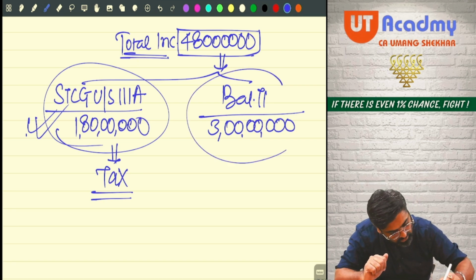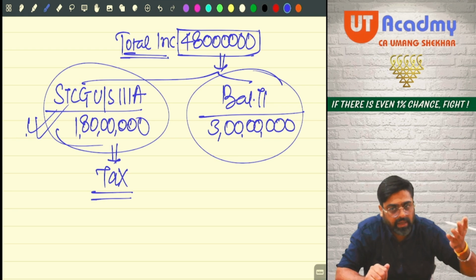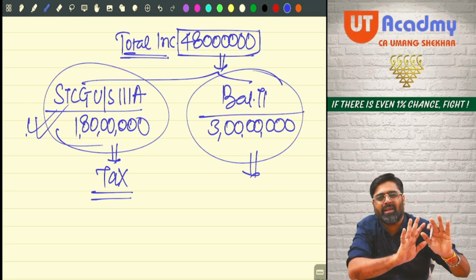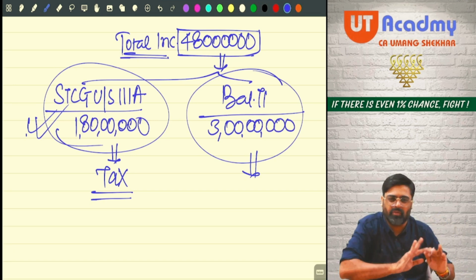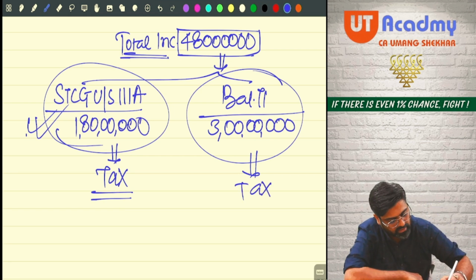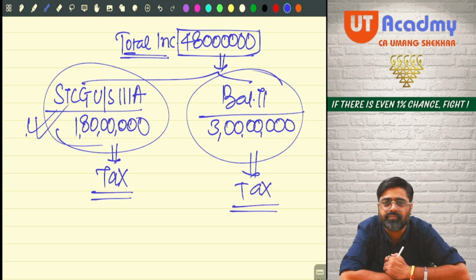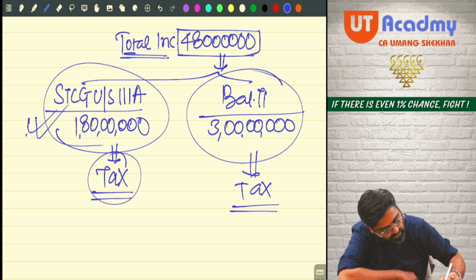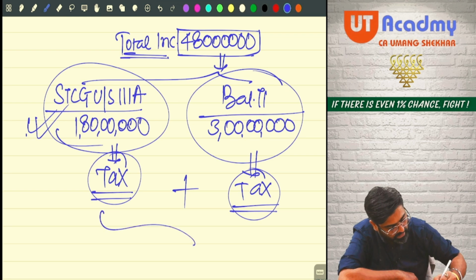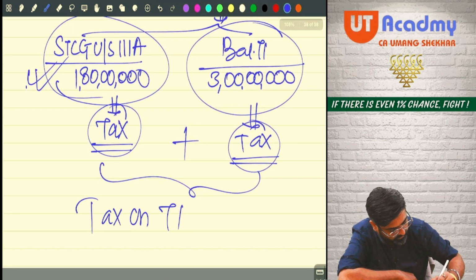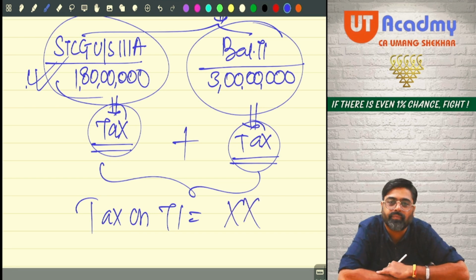And on this balance total income, which is 3 crores, you will apply the normal rates or 115BAC rates as the case may be. But right now we are not talking about 115BAC. So we are talking about normal rates. Normal rates I will apply. I will calculate the tax over here. Done? So tell me, this tax plus this tax, both of the taxes taken together, you will get a tax on a total income.